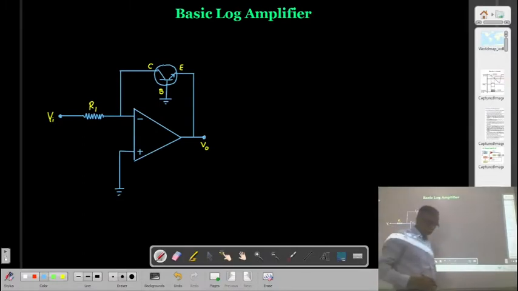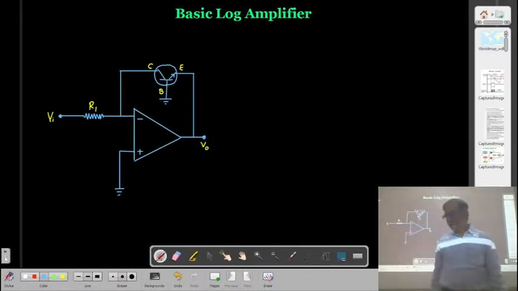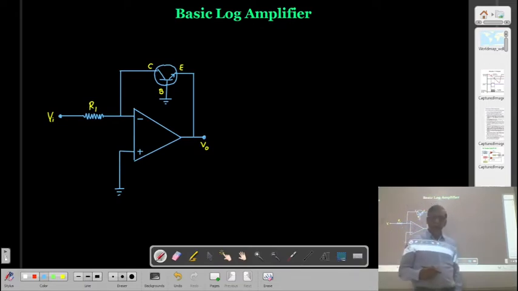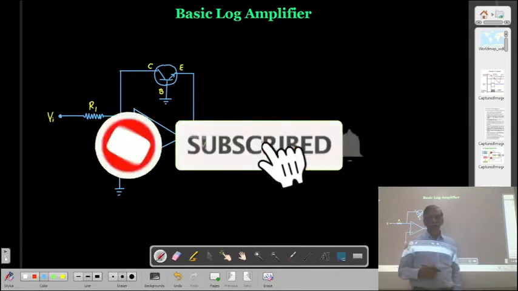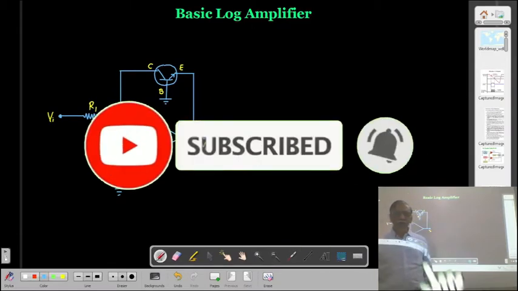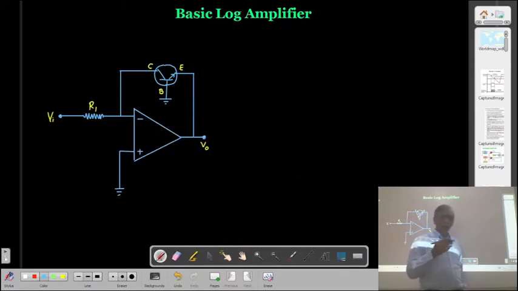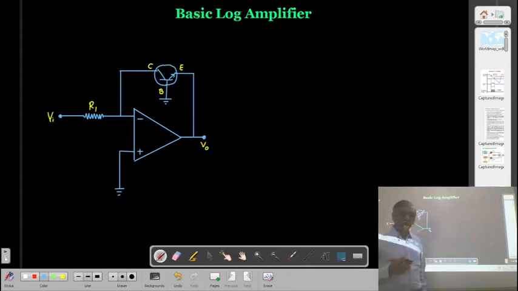Friends, today in this video lecture we will discuss one more application of the operational amplifier, and that is the log amplifier and the anti-log amplifier. Basically, this kind of amplifier is required when the dynamic range of the data is very high. It means when you are doing some kind of measurement, your output voltage is on the order of a microvolt, as well as on the order of a few hundred volts.